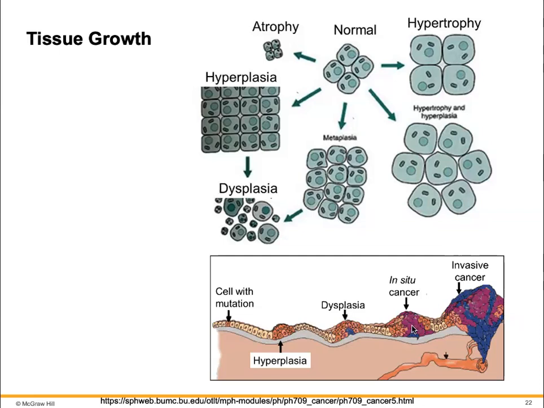And when you have it grow to the point where it comes in contact with a blood vessel or a lymphatic vessel is when you'll start to get the metastasizing happening.